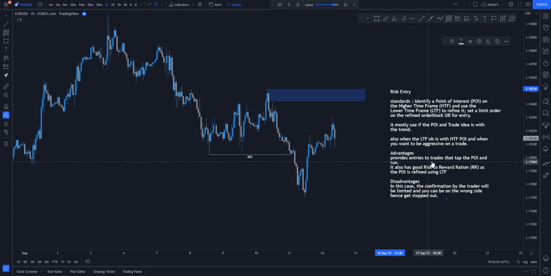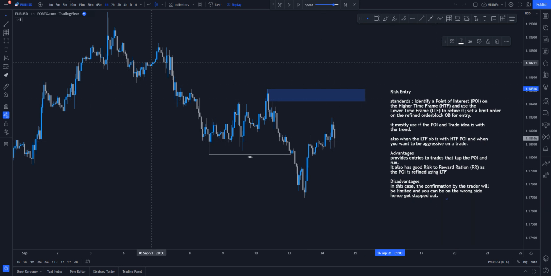An advantage of these entries is that they provide entries on trades that tap the POI and run. Sometimes you just see price come, tap into the POI and run without any confirmation. It also has a good risk to reward ratio, as the POI is respected a lot of the time. A disadvantage is that your confirmation as a trader is limited. You just know you are entering from here, but you don't know if it will really go into profit. You can also be on the wrong side and get stopped out. When you are wrong, you get stopped out and take a loss. That is basically it.